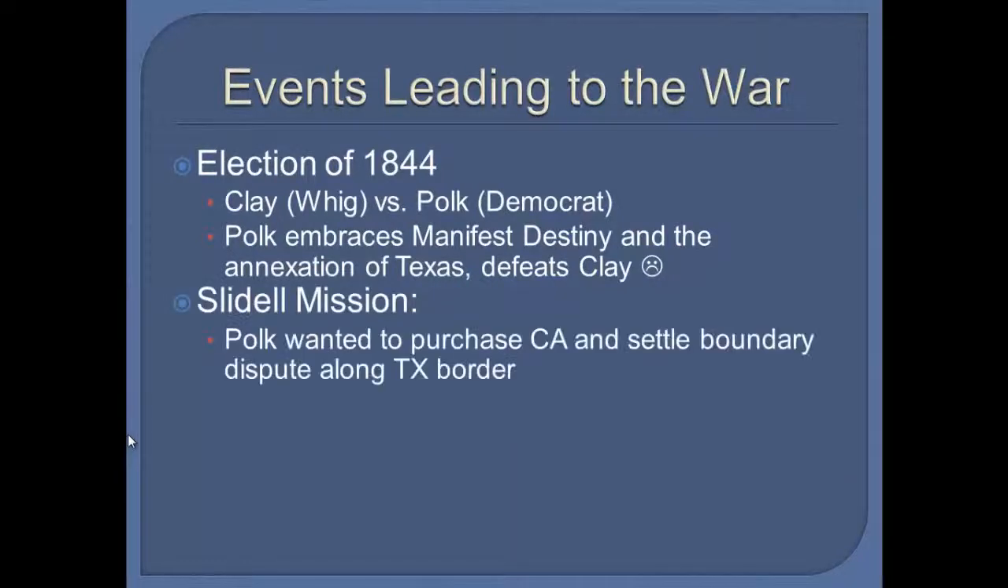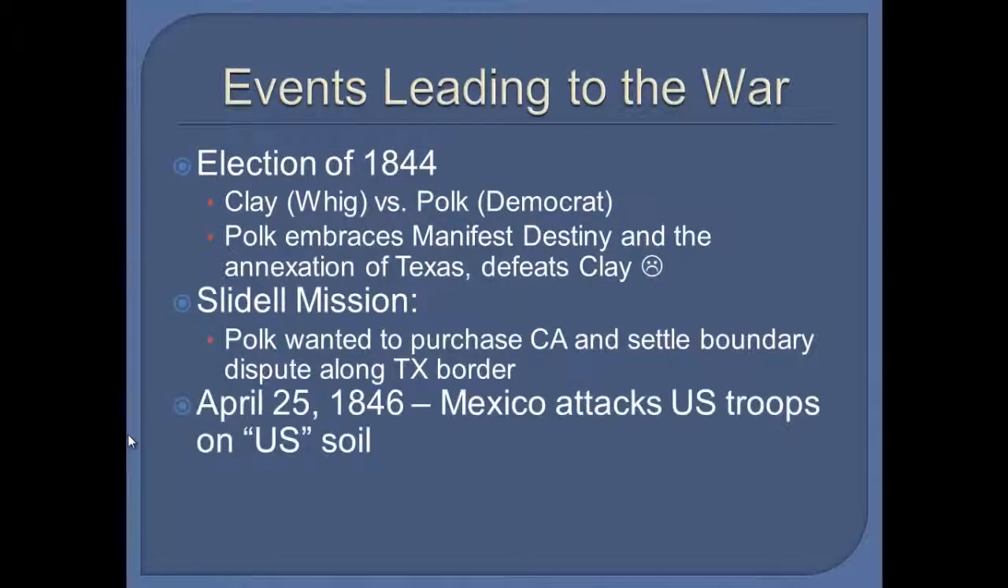We have something called the Slidell mission. What James K. Polk does is he sends a guy by the name of Slidell, believe it or not, to go to Mexico to purchase California and help settle the boundary dispute along the Texas border, which we'll talk about in just a moment. Mexico refuses to even hear this guy talk. He sends him back, and Polk failed in his hope of purchasing California.